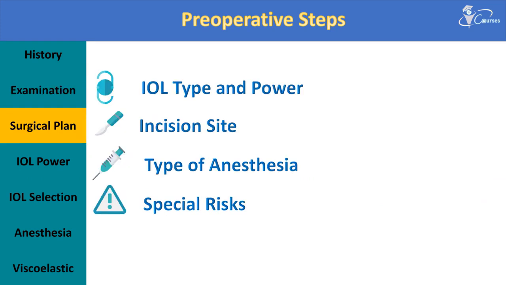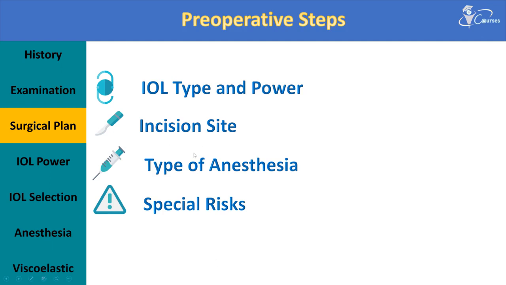After the examination, you do the surgical plan. The surgical plan includes the IOL type and the power. So you know whether you are going to implant a single-piece or multi-piece intraocular lens, depending on whether it is primary or secondary surgery. Also, whether you are going to implant a hydrophilic or hydrophobic lens, and what the power is depending on the biometry. Also, you would know what the incision site will be.